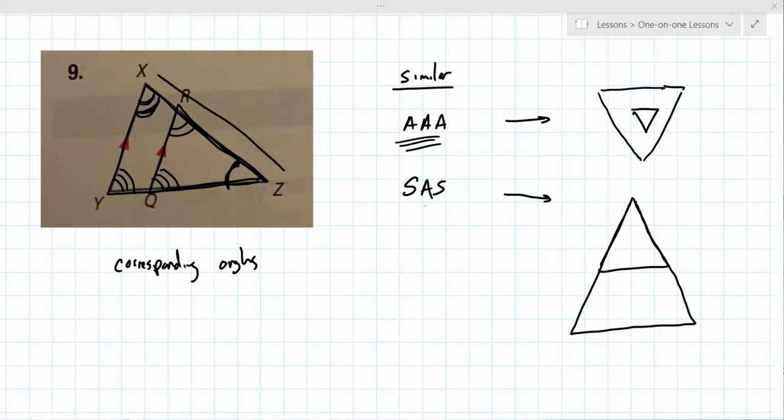So it does say to write a similarity statement, so we can do that. We would say that triangle ZRQ is similar to triangle ZXY. There are other ones you can write, but this is one of the ones you would say. All right, number 10.